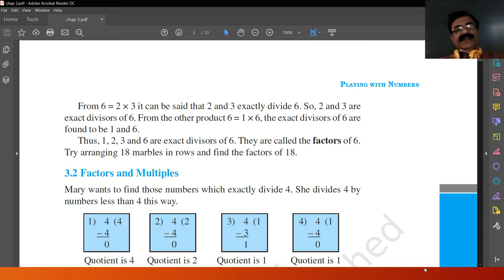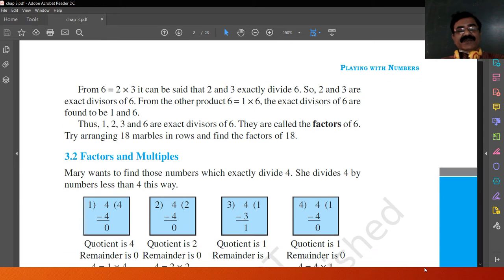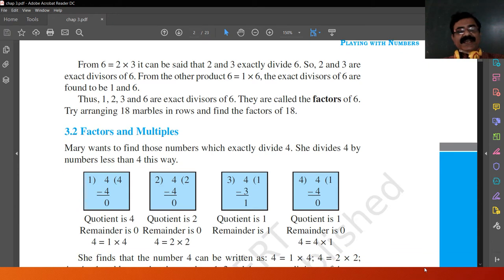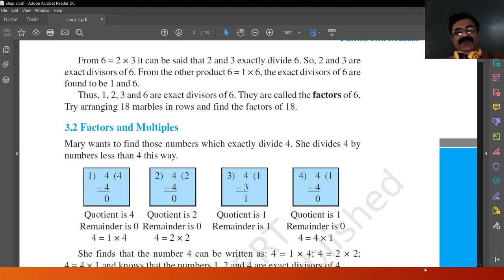You can see another example, that is 4. You have to find the factors and multiples. 4 is divided by 1, 4 is divided by 2, 4 is divided by 3, and 4 is divided by 4. On such conditions you can obtain quotient as 4, 2, 1 and 1. So this can be written 4 is equal to 1 into 4, 4 is equal to 2 into 2, and in the third case quotient is 1 and remainder is also 1. So we have to write in another way, not exactly divides. So you see the fourth, that is quotient is 1 and remainder is 0, so 4 is equal to 4 into 1.